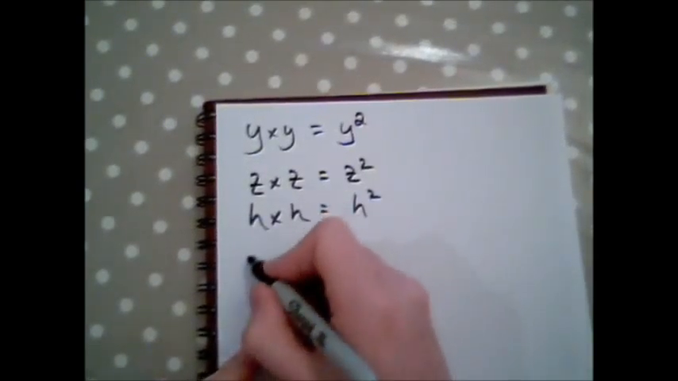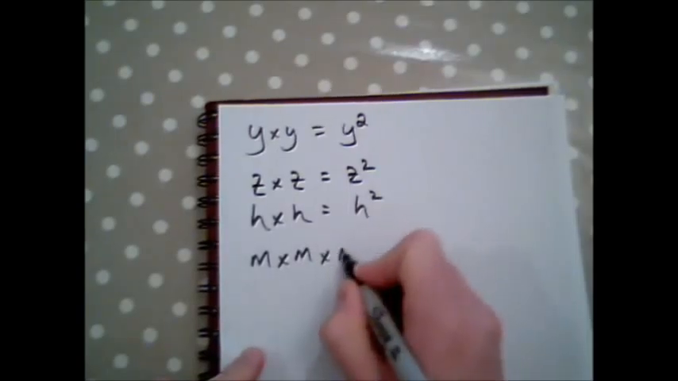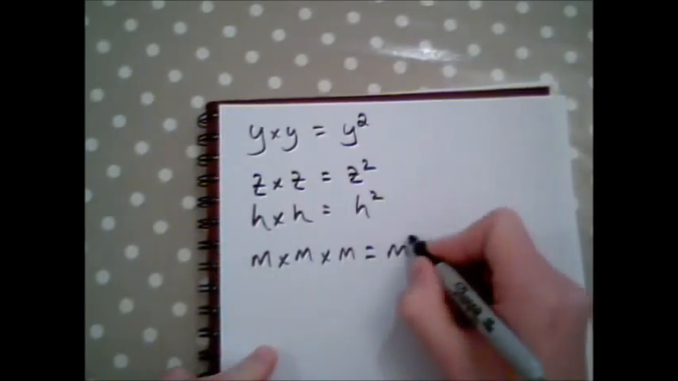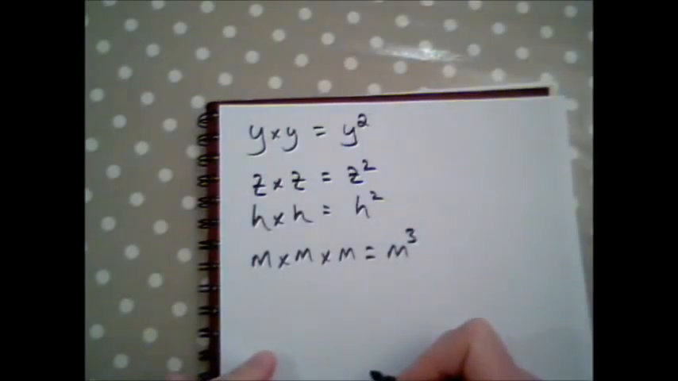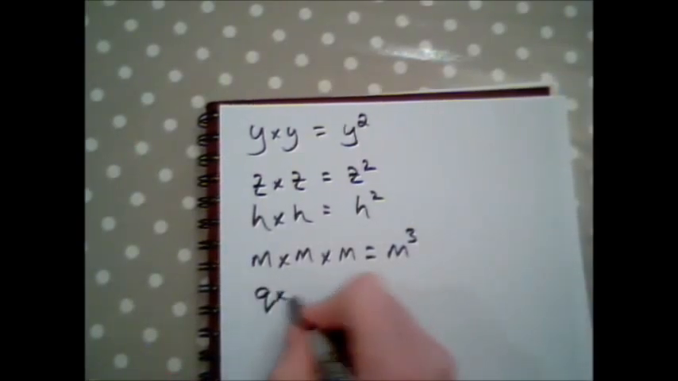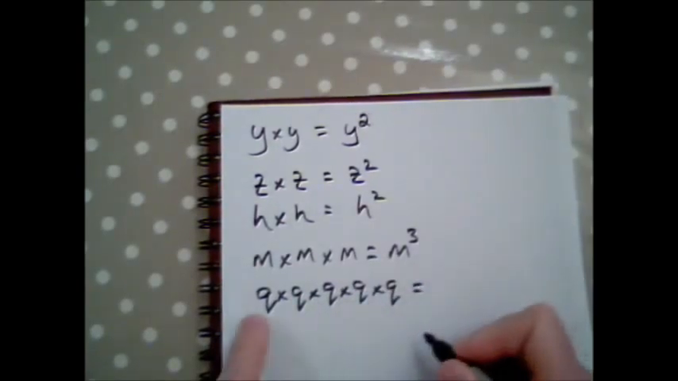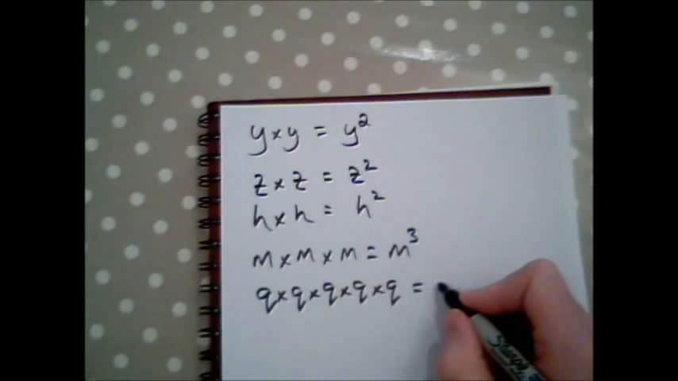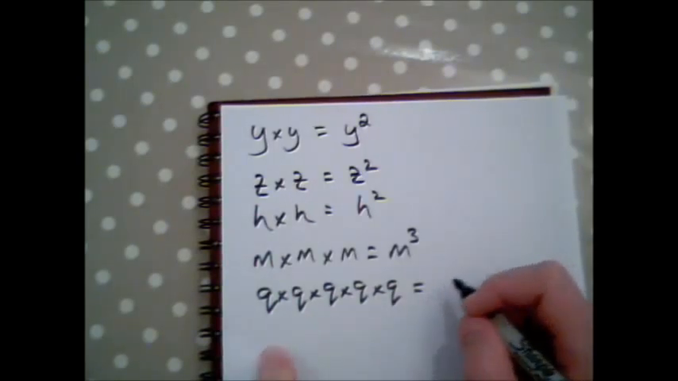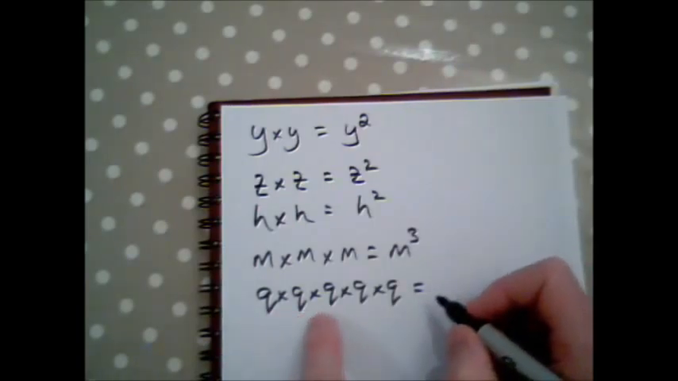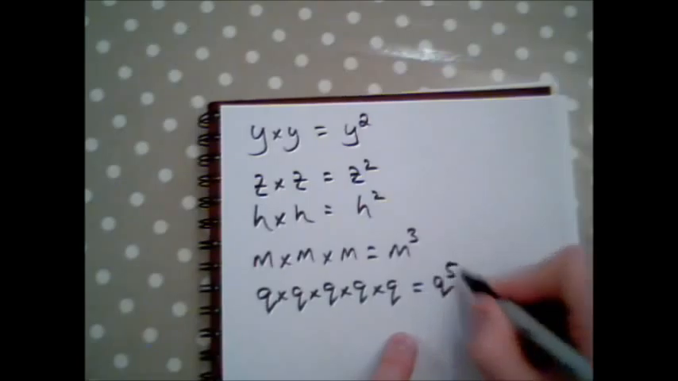And m by m by m is going to be m to the power of 3. Alright, and q by q by q by q by q. 1, 2, 3, 4, 5. It's not going to be 5q. If you were adding them together, you'd have 5 q's. That's 5q. But because you're multiplying them by each other, it's q to the power of 5.